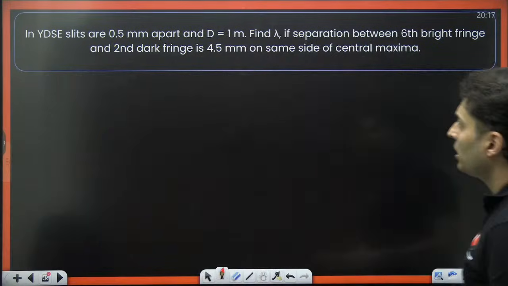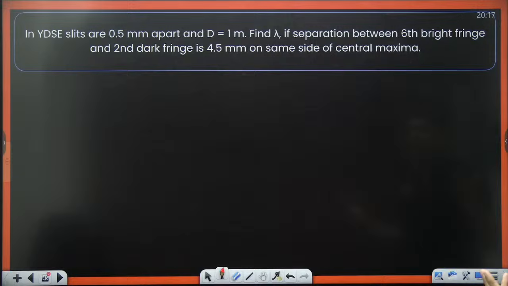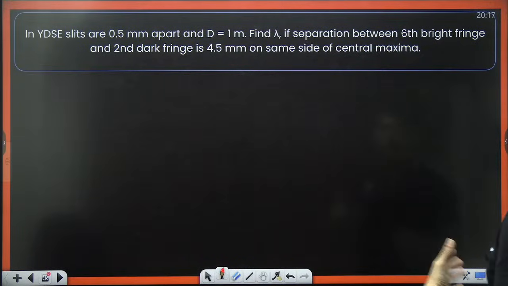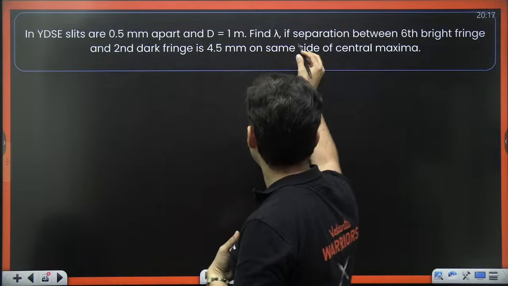Here comes the next question. YDSE slits are this much apart. D is this much. Separation between the fringes, 6th bright and 2nd dark, is 4.5. Then find the wavelength.